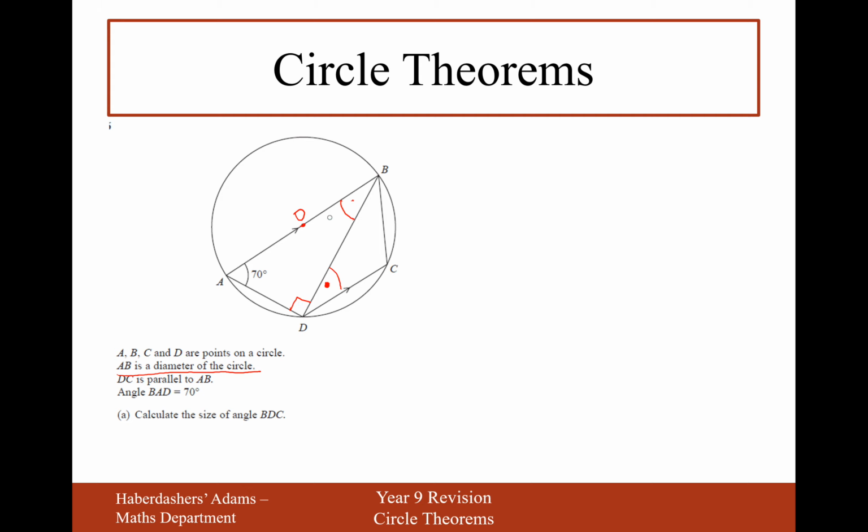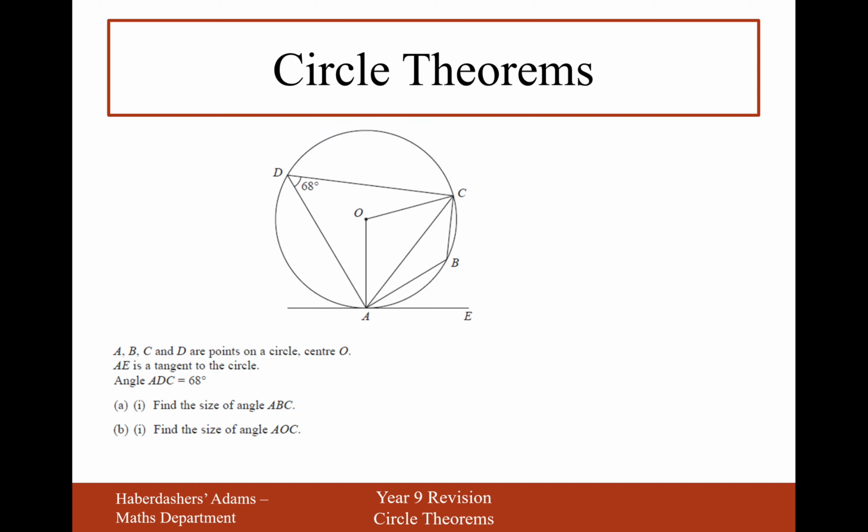Then I can work out that there will be a 20-degree angle up here, because angles inside a triangle will always add up to 180. And then from my alternate angle facts, this angle down here will also be 20 degrees, so BDC will equal 20 degrees. Let's move on to the next one.